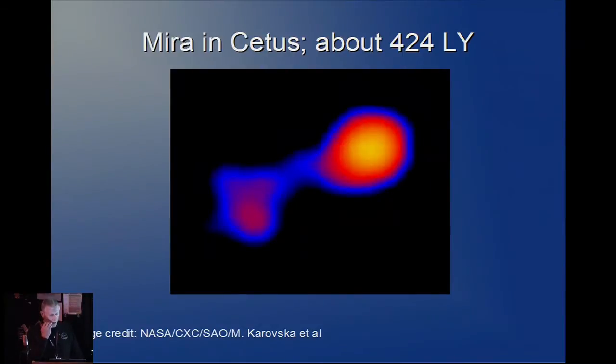And this is Mira, which is a double star. That's not a star with a tail. It's two stars. They're orbiting each other. So this is taken with the Chandra X-ray telescope. Also an orbiting telescope.